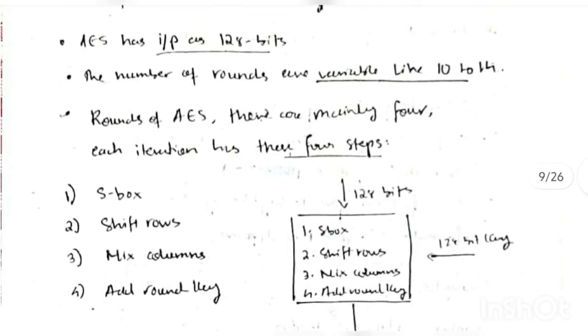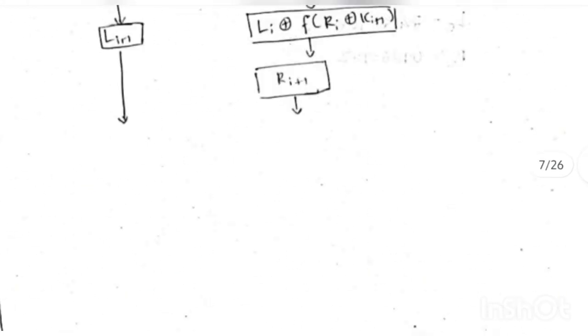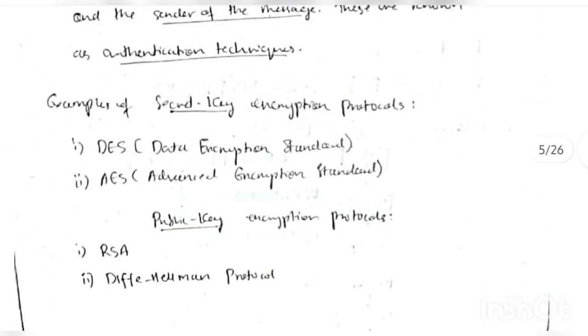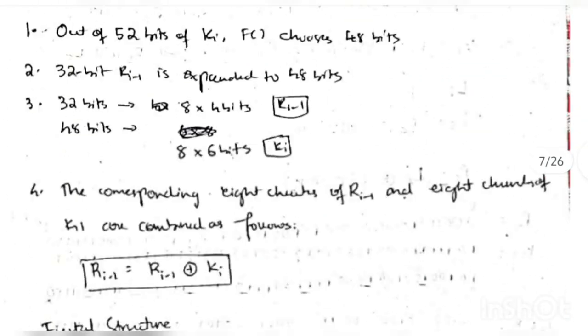You just have to write these steps if they ask in the exam, and after that the first part is over, which is the private key encryption protocols. Okay, the next is the public key encryption protocols. Here in both we have the algorithm and the numerical. So let's discuss the first one.